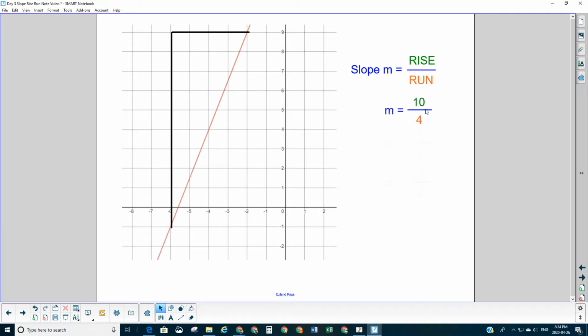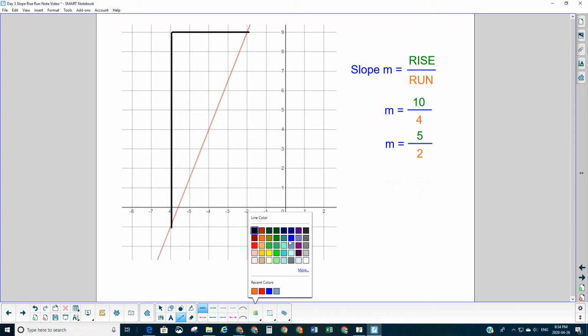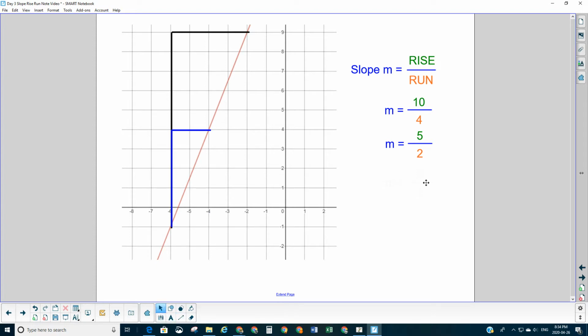Does that reduce? Sure, 2 goes into both of them, so that can reduce to 5 over 2, which means I probably could have found an easier spot to go. Maybe I could have gone up 5 and over 2. And look, there I am, right back on that dot. So up 5 steps over 2. So I could have found that one instead of the 10 over 4. Doesn't matter. They both reduce to the same thing, and the slope is still 5 over 2.